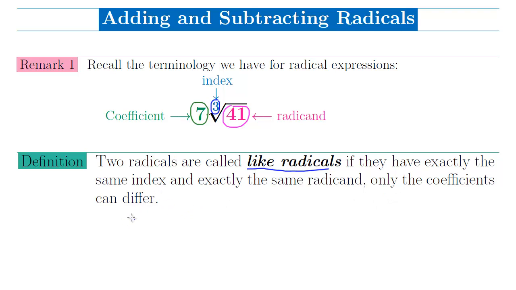For example, 5 cube roots of 2 and 20 cube roots of 2 are like radicals because they have exactly the same index and exactly the same radicand. They have different coefficients, but that's okay. Any two radicals that don't have the same index or don't have the same radicand will not be like radicals.